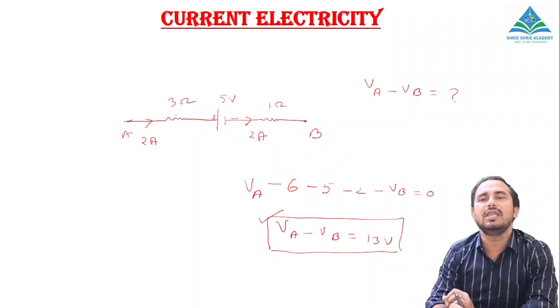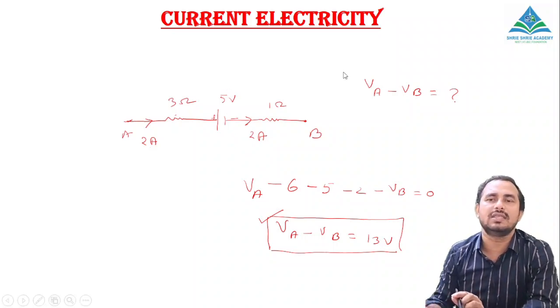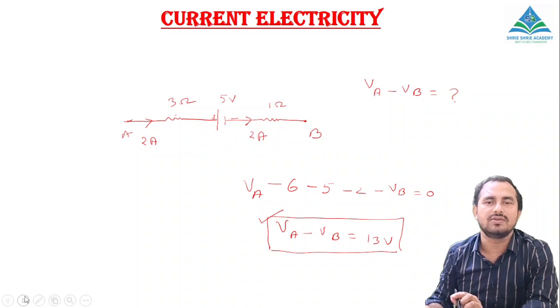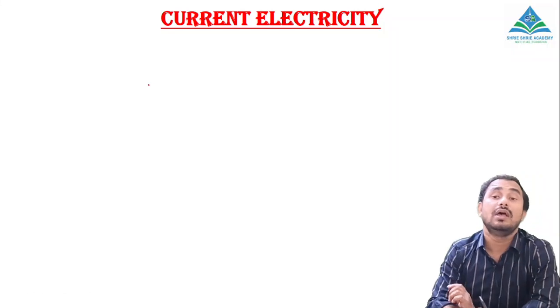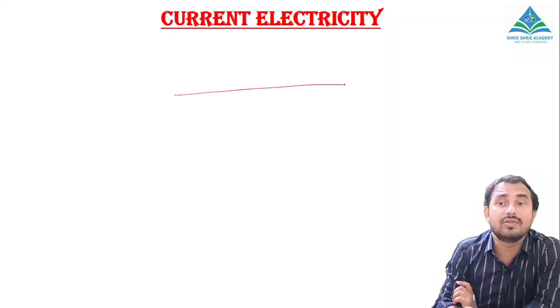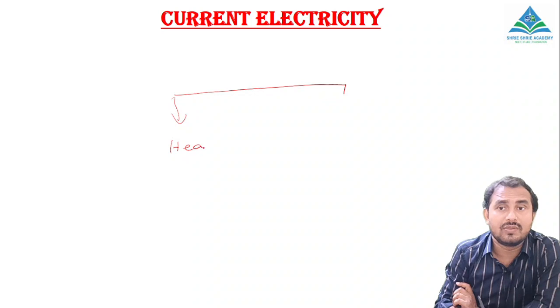Then what are the other areas we have? Another area in this chapter is next. We have to know about heat developed across a resistor and power. Heat developed across a resistor, we call it the power concept also. Heat developed across a resistor.